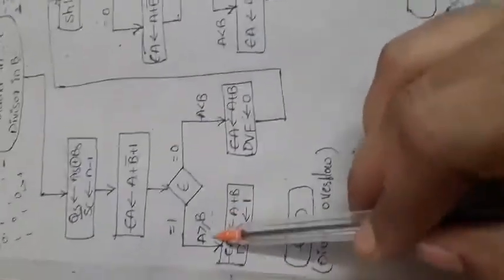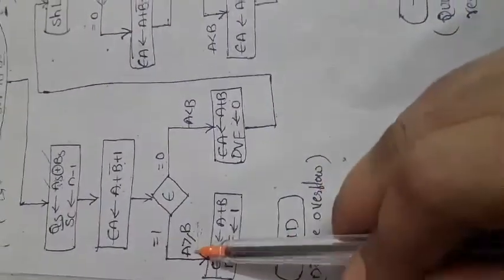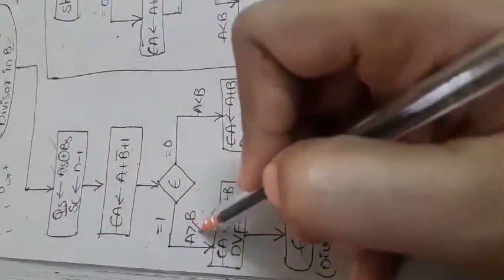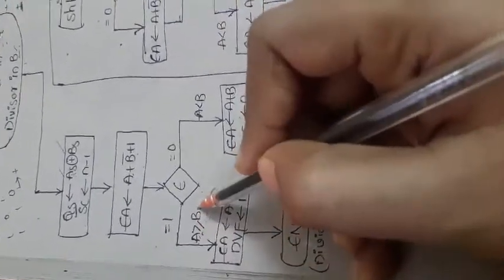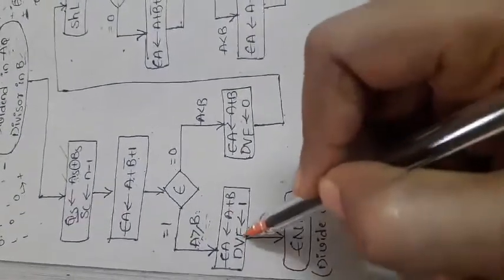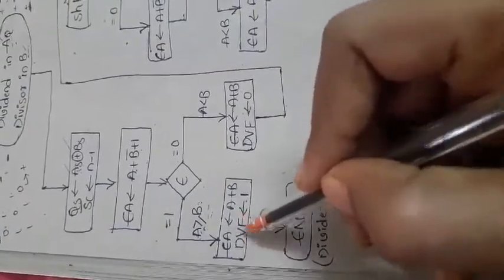If the E value is 1, then we get the condition A greater than or equal to B, so we can say that overflow is present here. That means the dividend may be equal to the divisor or greater than the divisor. In that case, if the dividend is greater than the divisor, we get the overflow, so the DVF value will be 1. That is the divide overflow flip-flop, which is set to 1.